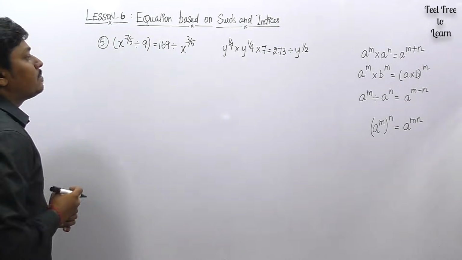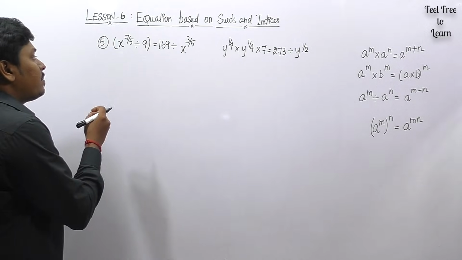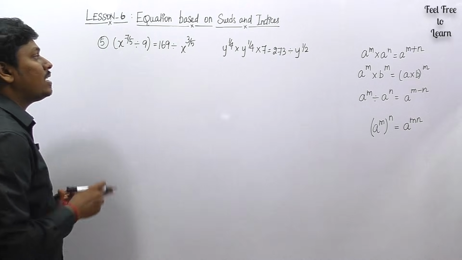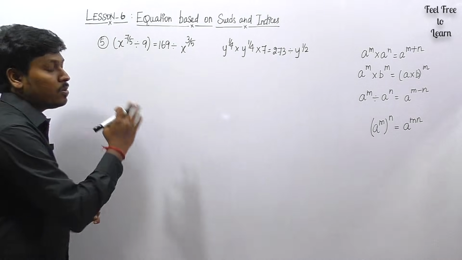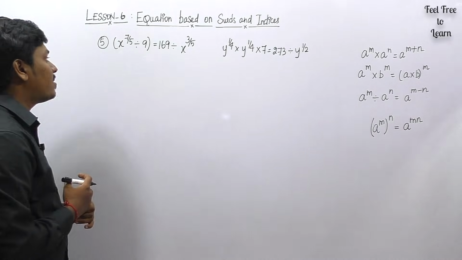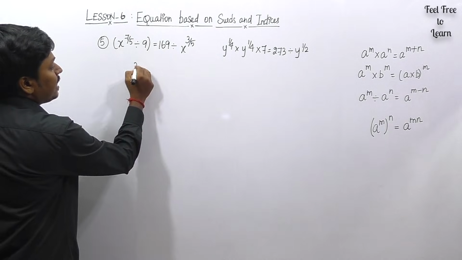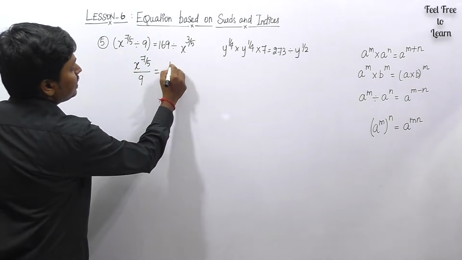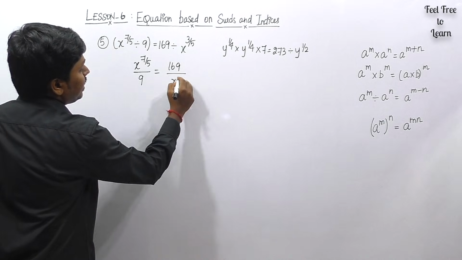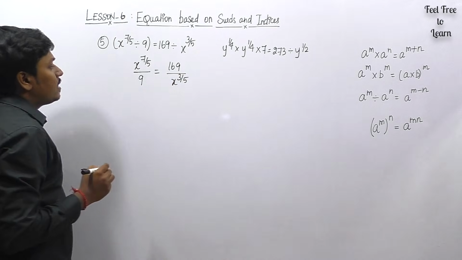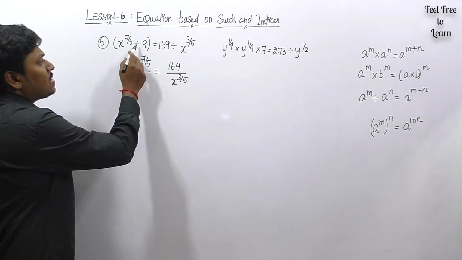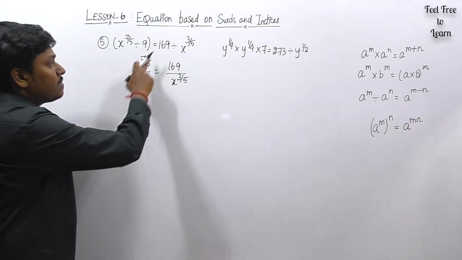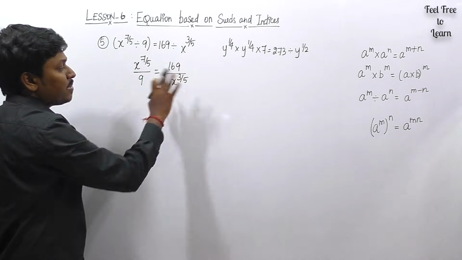Question number 5. x power 7 by 5 division 9 is equal to 169 division x power 3 by 5. So friends, it is one of the most important questions for the recent competitive exams. First of all, this can be written as x power 7 by 5 divided by 9 is equal to 169 divided by x power 3 by 5, right? I have just used a division like this. Both are the same: x power 7 by 5 divided by 9, similarly 169 divided by x power 3 by 5.